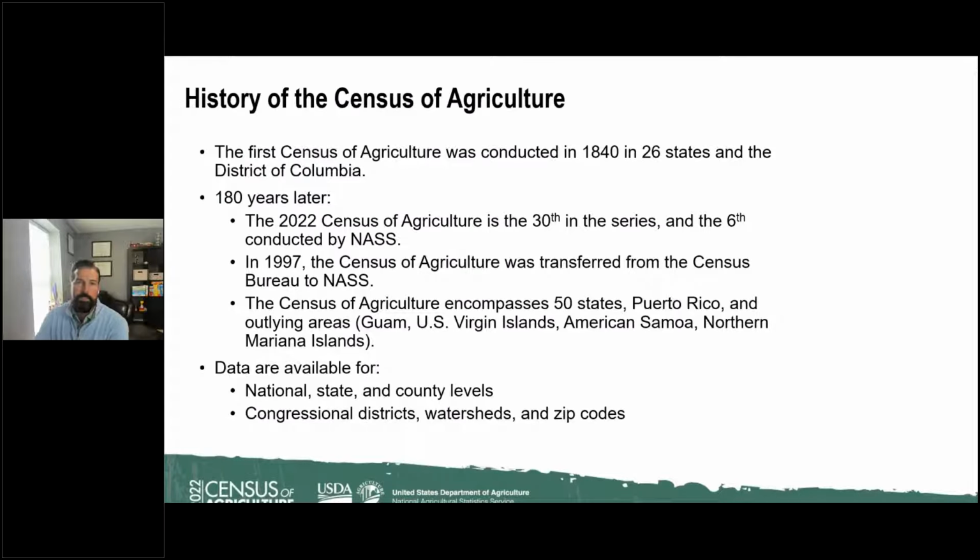Next slide, please. Conducted once every 5 years, the census covers virtually every aspect of U.S. agriculture. It is a complete count of the nation's farms and ranches and the people who operate them. It looks at the land use, production practices, expenditures, and other factors that affect the way farmers do business and succeed in the 21st century. The first Census of Agriculture was conducted in 1840. The 2022 Census of Agriculture is the 30th in the series and the 6th conducted by NASS. The power of the census is its ability to visualize and understand important changes in agriculture at the U.S., state, and county level.